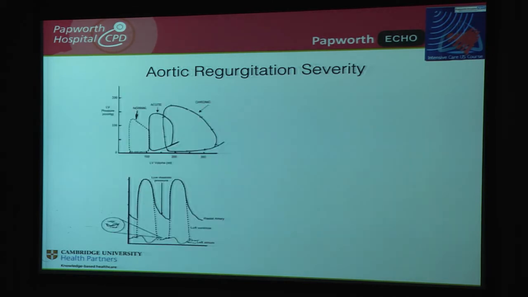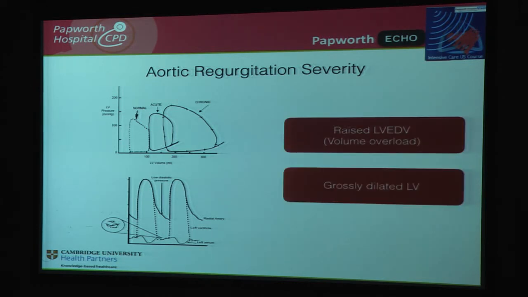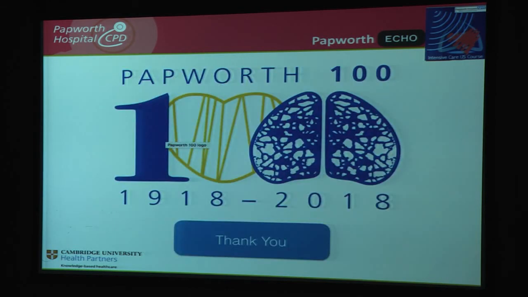And I'm just concluding. Aortic regurgitation severity, as in the acute phase, as you can see with the bold curves, you get to see a fairly fixed stroke volume, but really elevated end diastolic pressures. In chronic, you get very big stroke volumes, but the end diastolic pressures don't get elevated that much. There is always a volume overload, and the LV usually gets grossly dilated, and diastolic perfusion is affected because there is severe diastolic runoff.